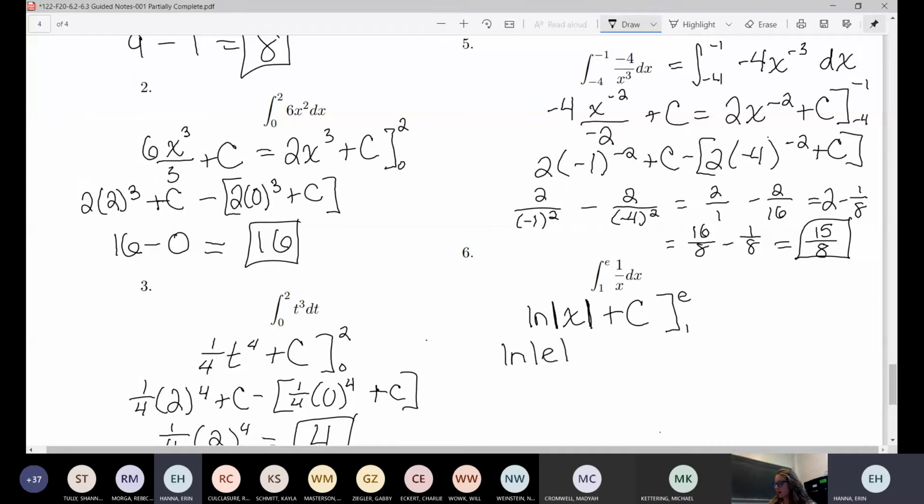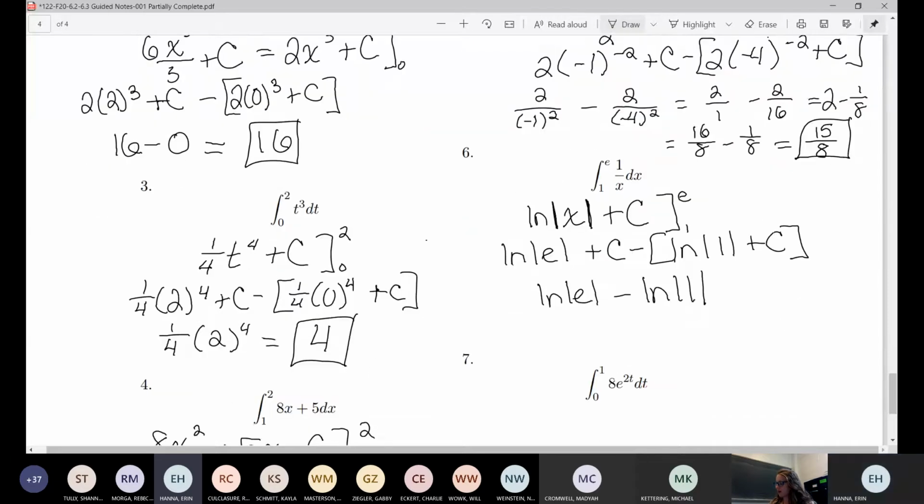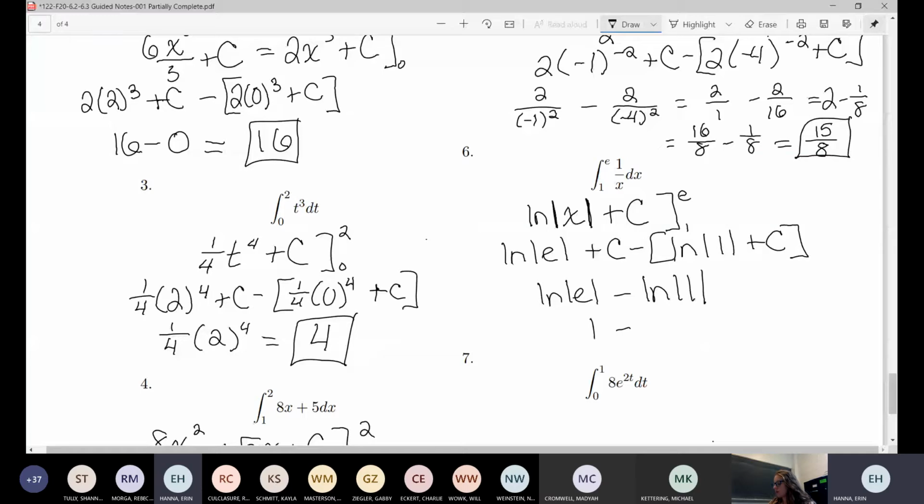Plug in your top bound. Subtract what you get when you plug in your bottom bound. So we essentially have natural log of e minus natural log of 1. Natural log of e is 1, natural log of 1 is 0, so this just reduces to 1.